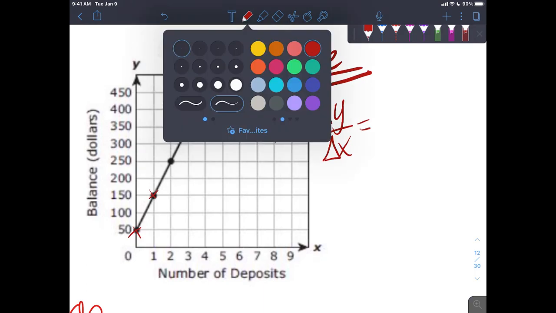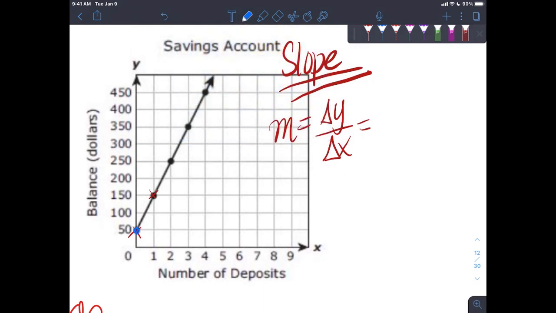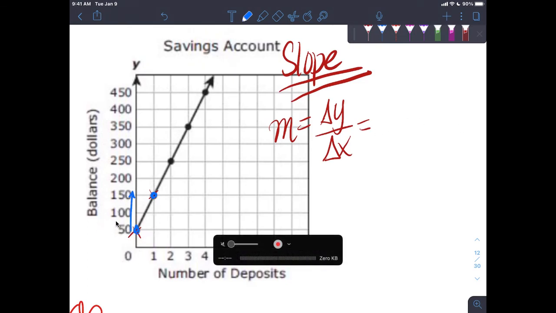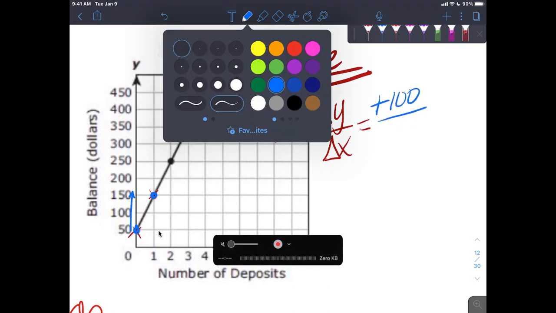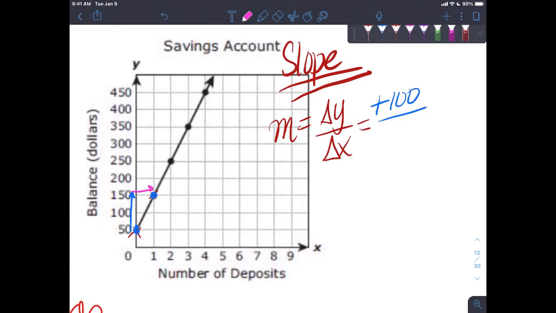So first thing I ask myself is, all right, how did I get from way down here to over here? First, I have to go up what looks like 2 boxes, but it's actually 100 units, so we have to be super careful, remembering that sometimes each box might not mean the same thing. Because over here, each box is 50, but over here, each box is 1. So I'll say up 100 and over 1. Over 1 to the right. And it looks like my rate of change is going to be equal to 100.